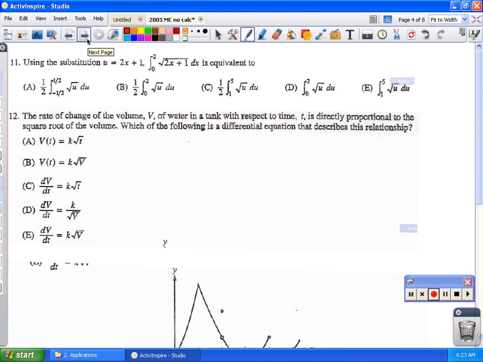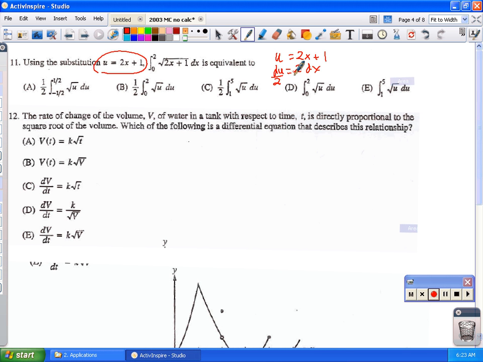Okay, number 11. This is the problem that I warned you about on a number of occasions. They don't want you to find the antiderivative. They want you to figure out which of the following is the same problem in terms of u. And they start off by telling you that u is equal to 2x plus 1. All right, so let's look at this. If u is equal to 2x plus 1, then du is equal to 2 dx. And I don't need that 2, so I'm going to get it over to the other side.